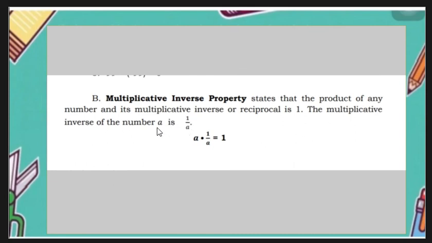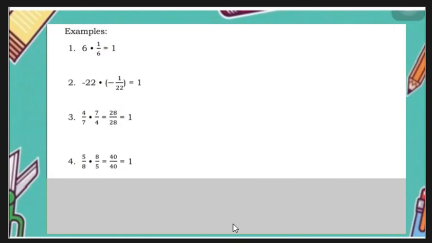Remember that the A here always has a denominator of 1. Therefore, the reciprocal of A over 1 is 1 over A. And that is A times 1 over A is equal to 1. Okay? Example. Okay, we have this example 1.